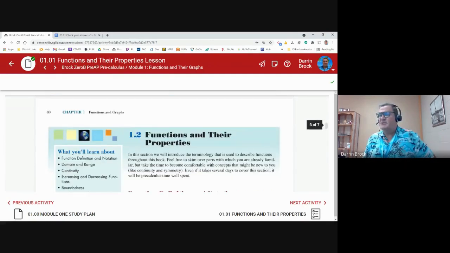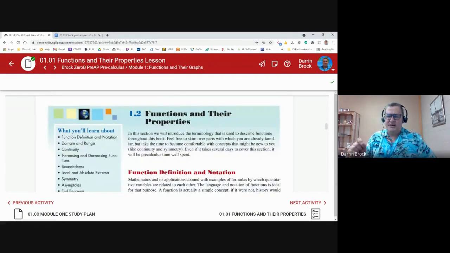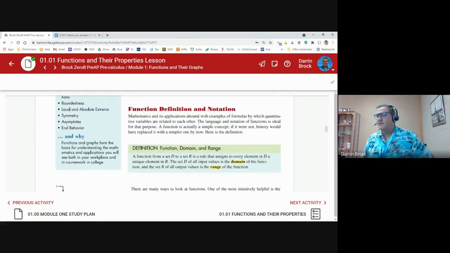We get down to this page. Here's the actual textbook. And you can also access that on the textbook link on Google Classroom where I uploaded that. 1.2, functions and their properties. That's the name of this lesson right here. So it talks about the definition of a function, domain, and range.